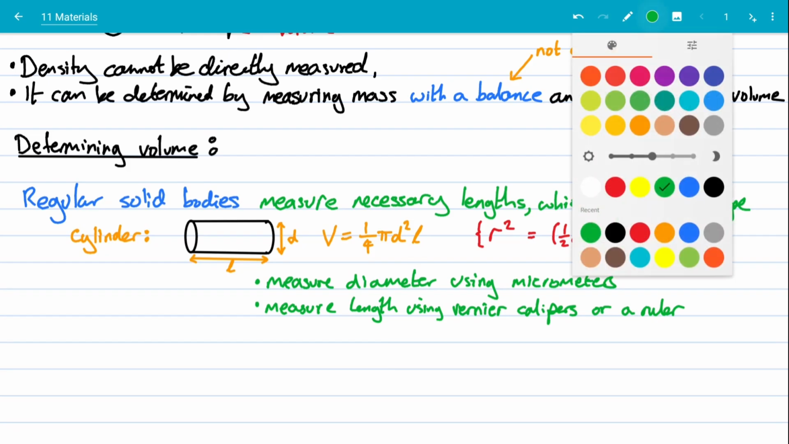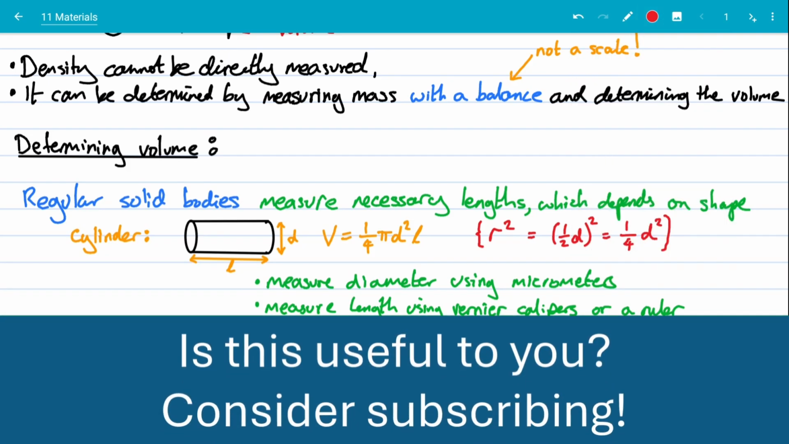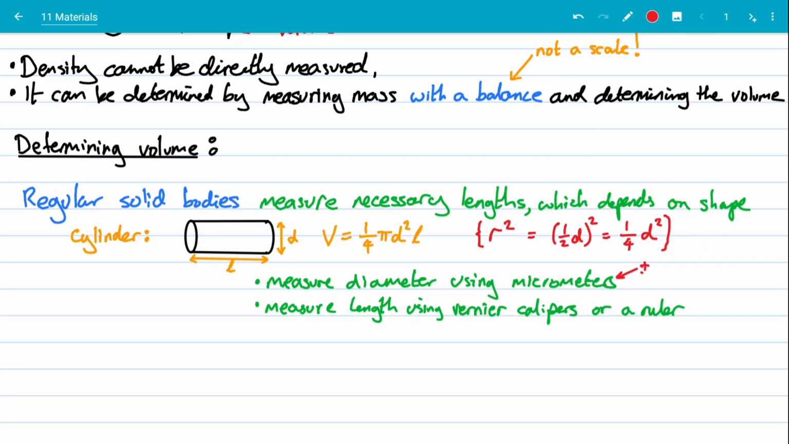So micrometer, you'll be able to measure to the nearest 0.01 millimeters. With vernier calipers, you'll be able to measure to the nearest 0.1 millimeter. And with a ruler, you'll be able to measure to the nearest 1 millimeter. That will have an impact on the accuracy of our answer. What we'll talk about there is the resolution of the instrument, but we'll talk about resolution and accuracy and all that sort of stuff in a later video.